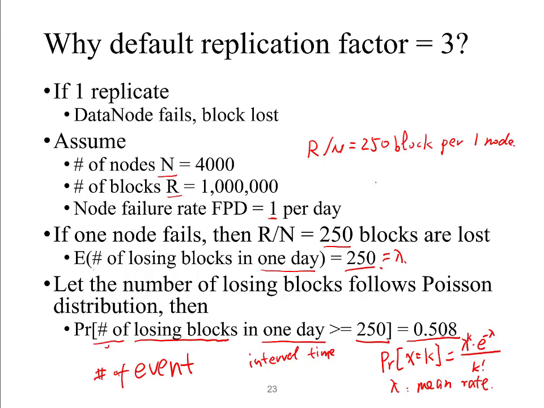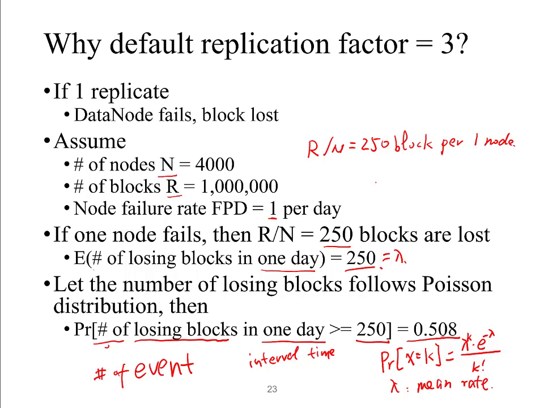Okay, so what does this mean? It means that if the number of replications is 1, then the probability of losing more than 250 blocks in one day is 51%. So more than half. That is to show you that if we set the replication factor equal to 1, that will be a problem.